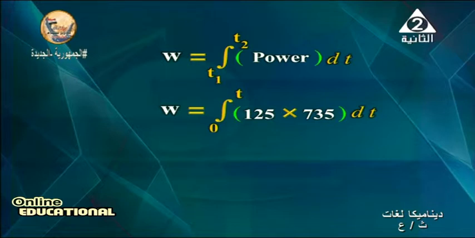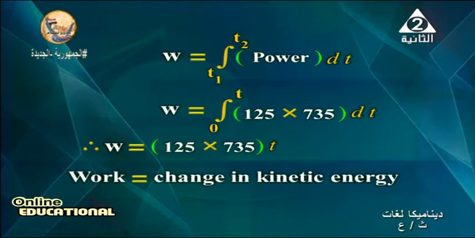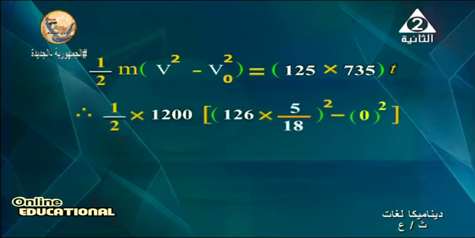Then the power now in watts. The integration with respect to t from 0 to t. Work equals 125 times 735 t. The work equals the change in kinetic energy. Then work equals T minus T node, or T minus T node equals work. Half m (v squared minus v node squared) equals 125 times 735 t.